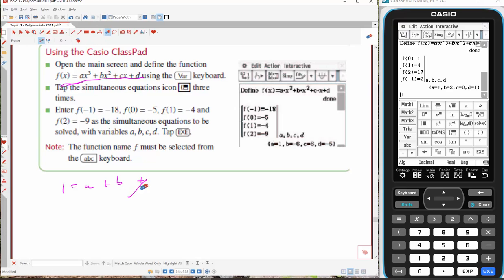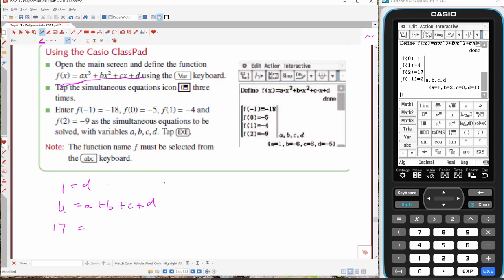Whoopsie. So that's my first equation. When I slam 0 in, they all cancel out except for the d. So 1 equals d. And then we've got 4 equals, then you're going to pop 1 in. This time it is going to be a plus b plus c plus d. Then we're going to pop 2 in to get 17.